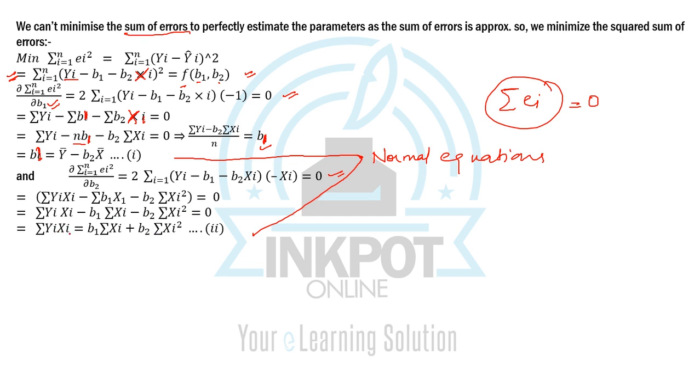Now we'll send these two expressions to the right hand side. This will become summation yi xi is equal to b1 summation xi plus b2 summation xi square. So this will become our second normal equation. Okay, so now we'll just use these two equations in order to find the exact expressions for b1 and b2, that is the intercept and slope coefficients of the regression equation.